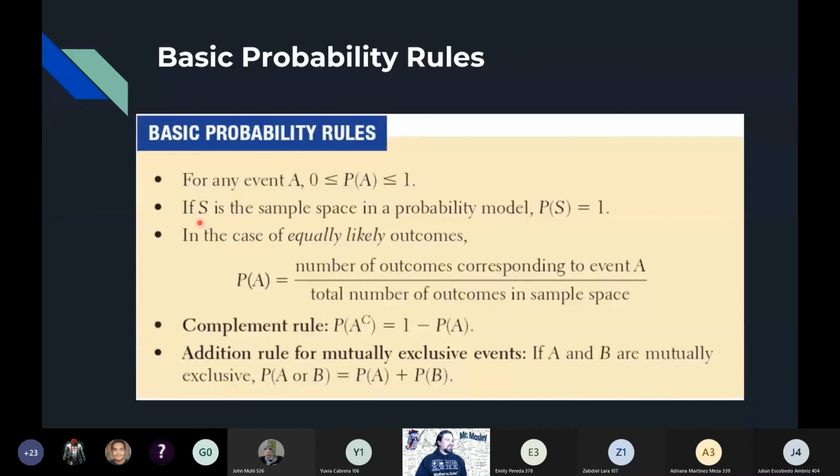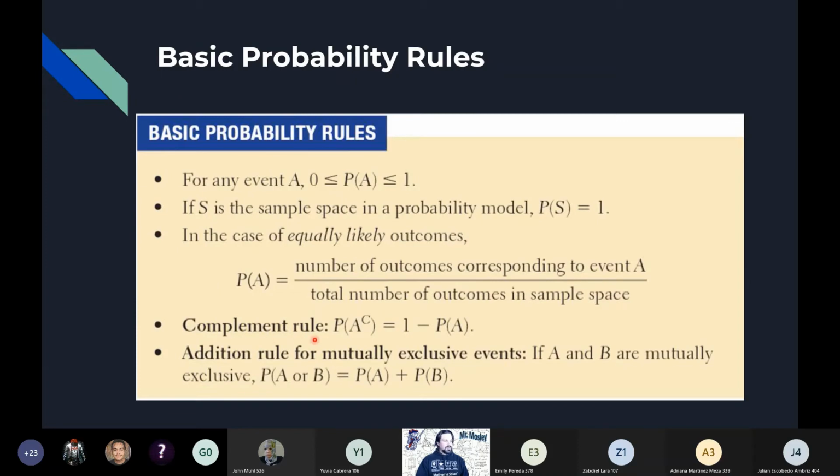If S is the sample space in a probability model, the probability of S equals 1. That's just saying that the sum of all possible outcomes equals 1, as far as the probabilities go. In the case of equally likely outcomes, the probability of A equals the number of outcomes corresponding to event A divided by the total number of outcomes in the sample space.